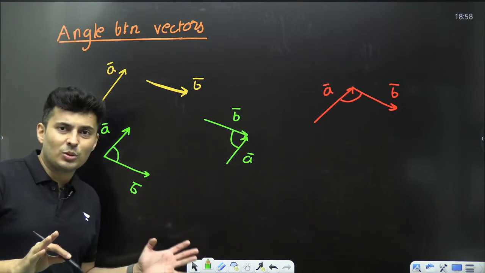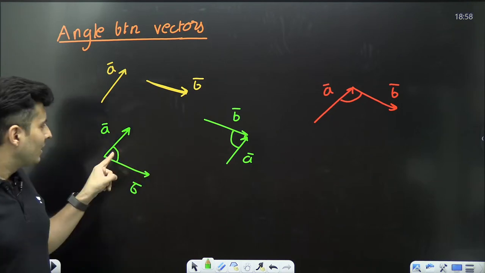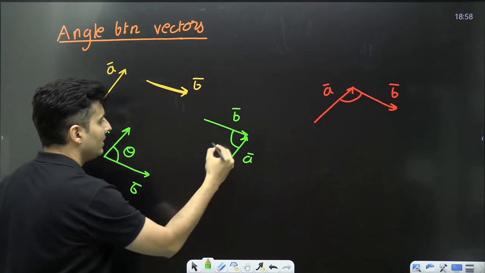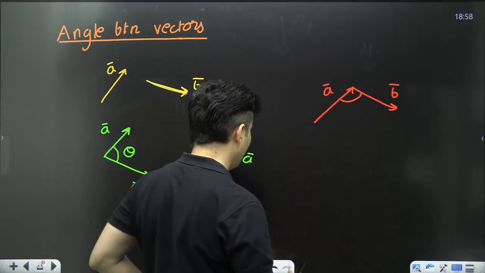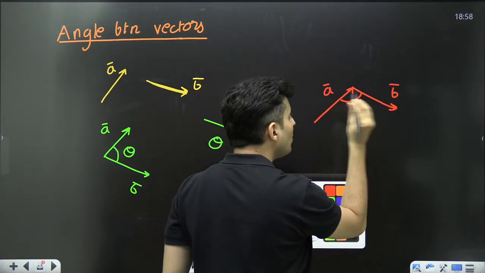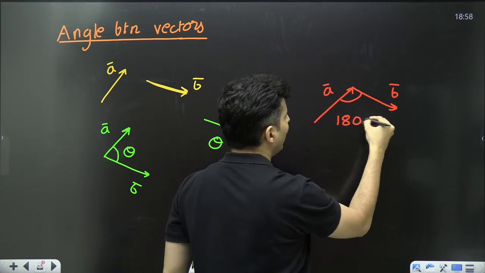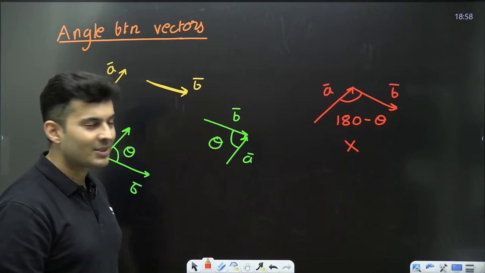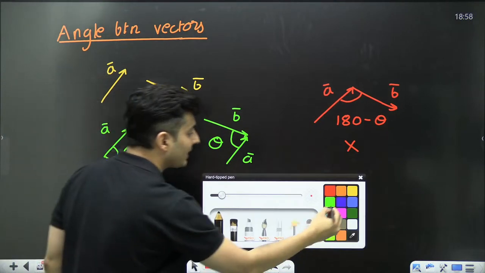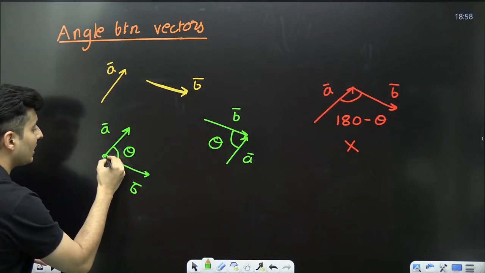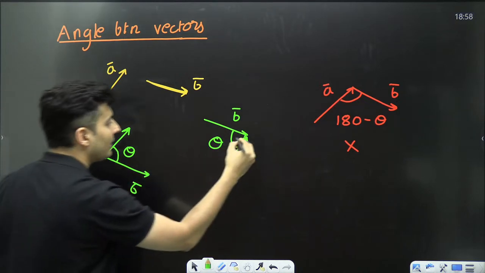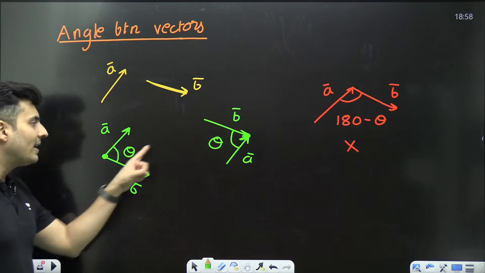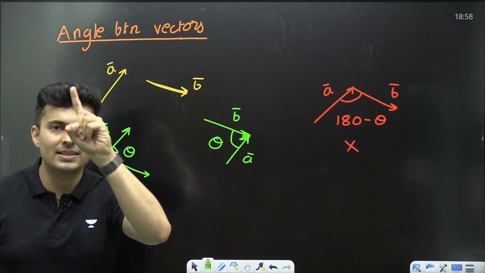The correct answer to this question is with the color only. Green ones are correct, red one is wrong. This is theta, this is theta, but this angle that you will measure will not be the correct angle. In fact, it will be 180 minus theta. That is basically not the angle between the vectors. So basically, the vectors should be originating from the same point, or they should be terminating. That means their heads should be at the same point. Then when you measure the angle, that is the correct angle.